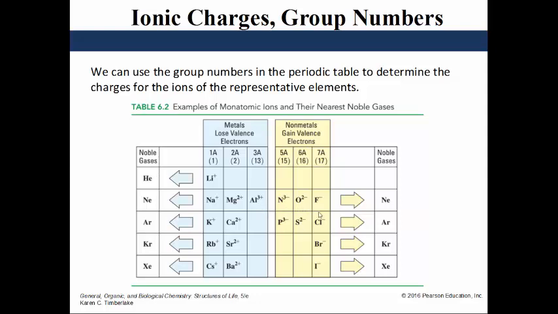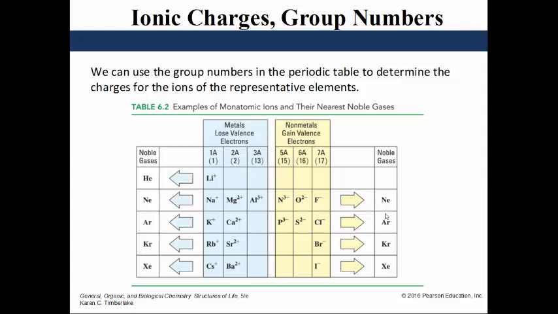And then the halogens, 7A, or group 17, they have 7. Much easier to gain 1 more than to lose the 7 that they have. So they will gain 1 electron. As they do so, they form a negatively charged ion, and their charge will be -1.